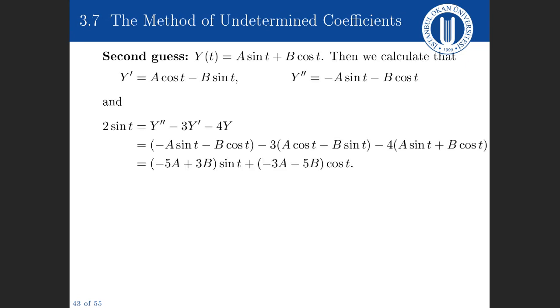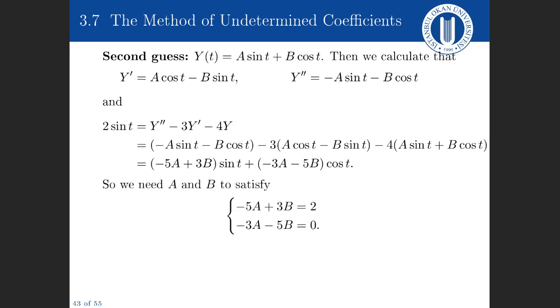And then we do the same method. Differentiate 2 times, substitute into the differential equation, and then compare both sides. On the left is 2 sine. On the right is minus 5a plus 3b sine. On the left is 0 cos. And on the right side, minus 3a minus 5b cos.